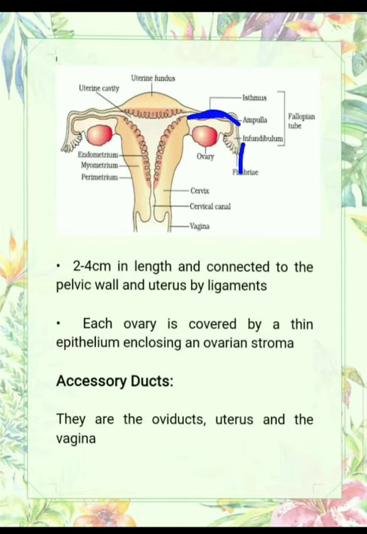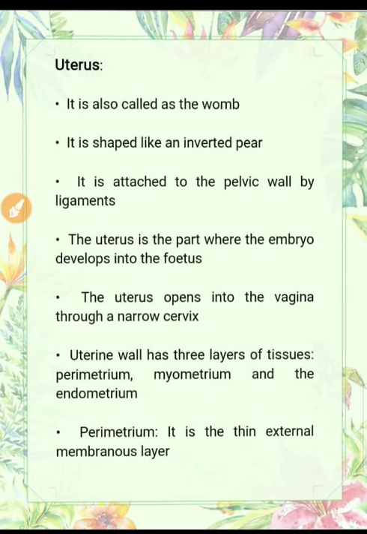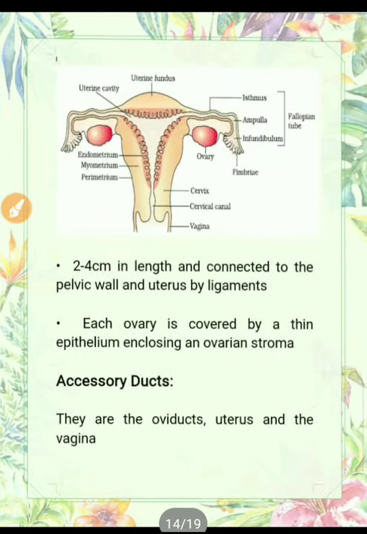So the isthmus is the part which helps to join the fallopian tube to the uterus. Now let us come to the uterus. It is also known as the womb. It is shaped like an inverted pear. You can see here, this complete structure is the uterus.